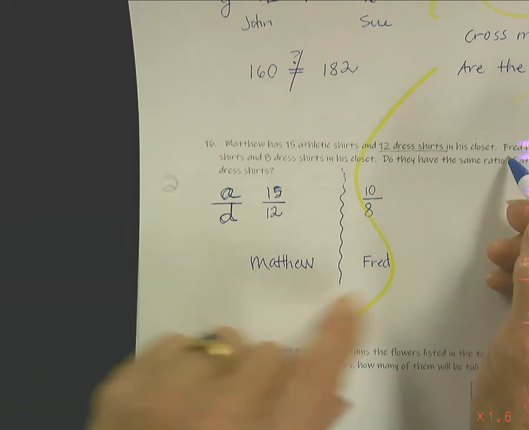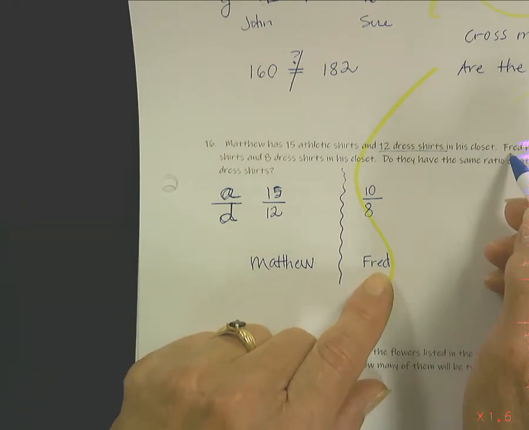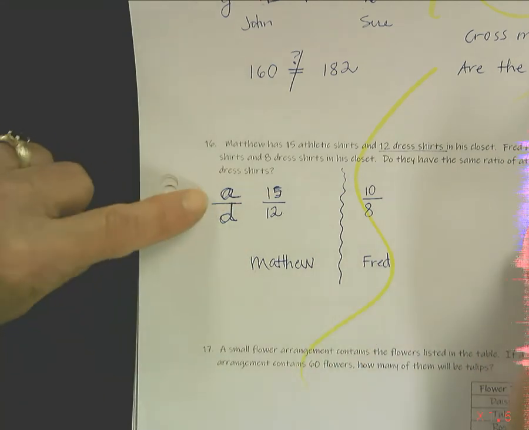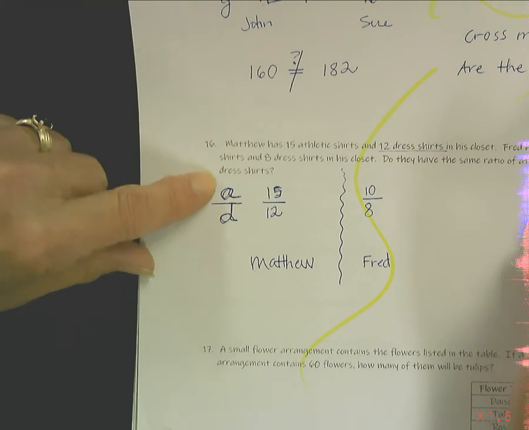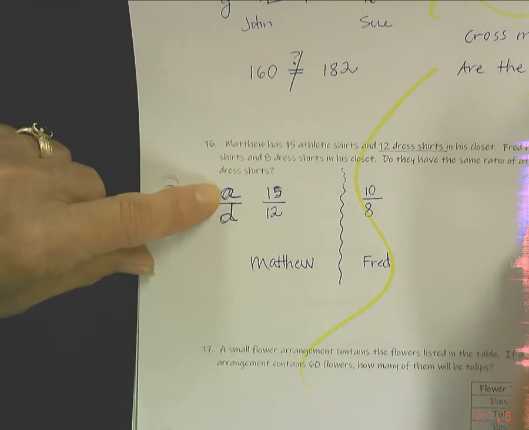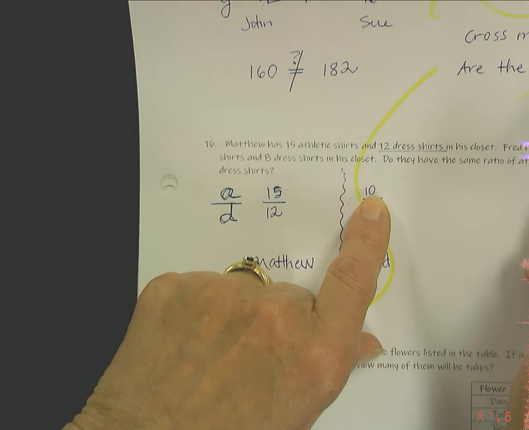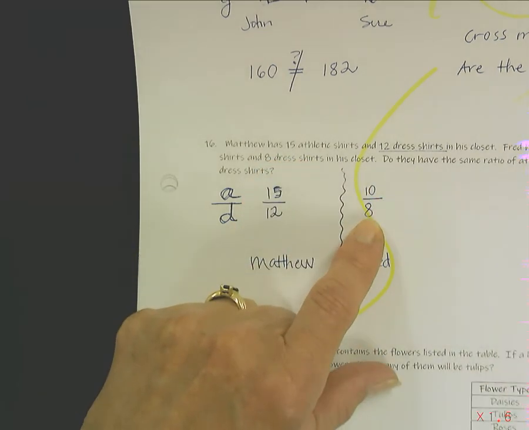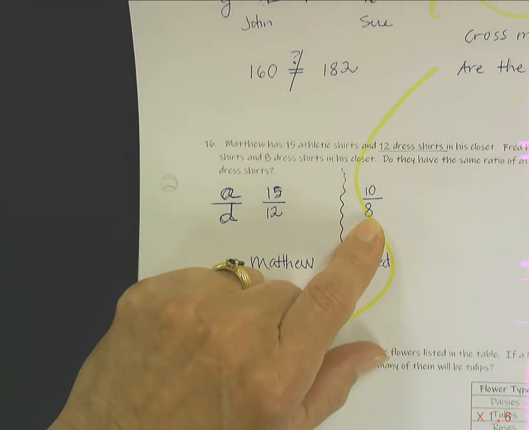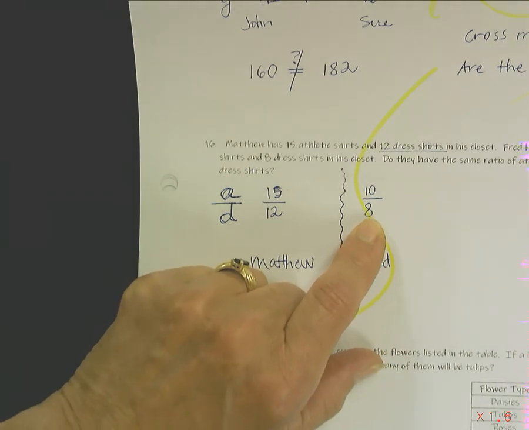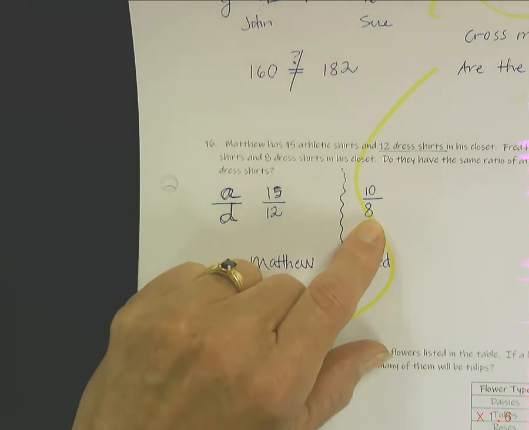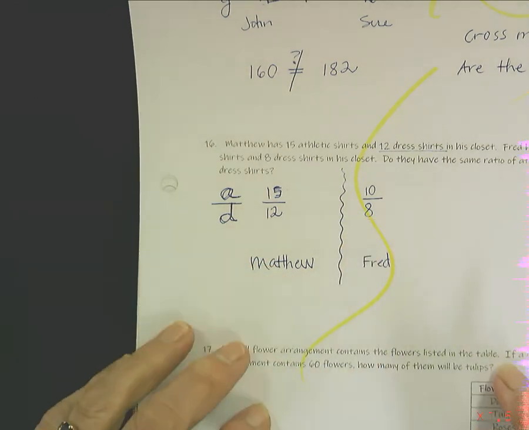Then this next sentence talked about what Fred had in his closet. He has 10 athletic shirts, and here I've got this fraction helping me remember athletic goes on top, so 10 goes on top. 8 dress shirts, so 8 goes on the bottom. So Graham, you understand what the fractions mean and why we put the numbers where we put them? You good? Okay, Hannah, do you remember from yesterday? Addie, you ready to go? Yes. All right, here we go.